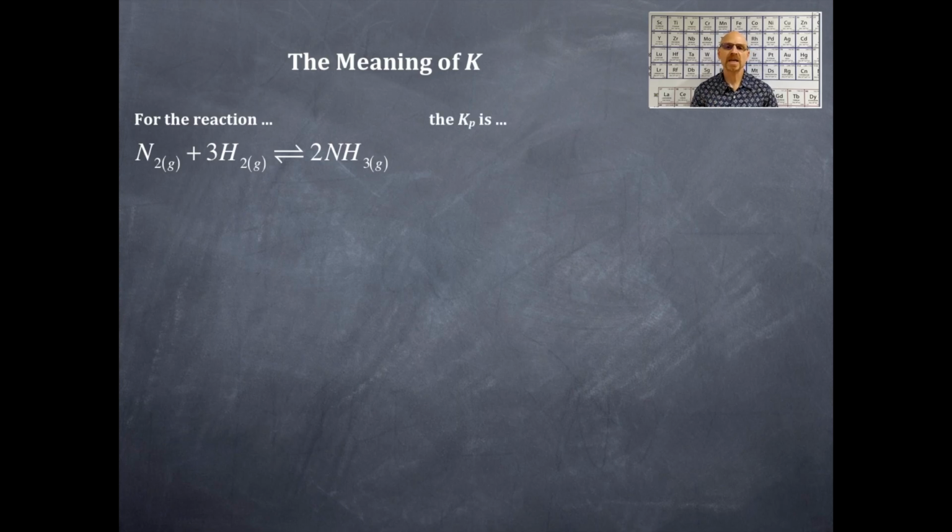Okay, the Kp is as follows. The Kp is the products over the reactants with the stoichiometric coefficients as exponents. Let's see if you can get that here on your own. The Kp is the following. The P of the NH3 is going to be squared, and then the P for the nitrogen is going to be to the first power. The P for the hydrogen is going to be cubed.